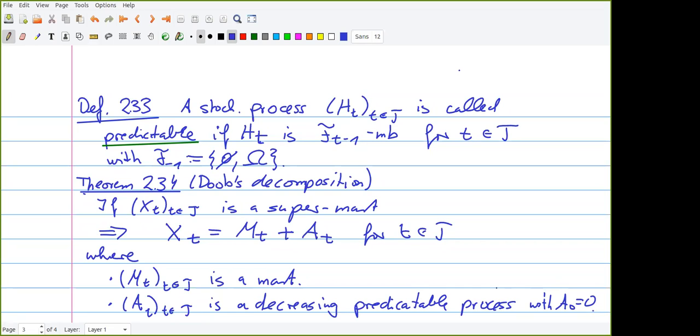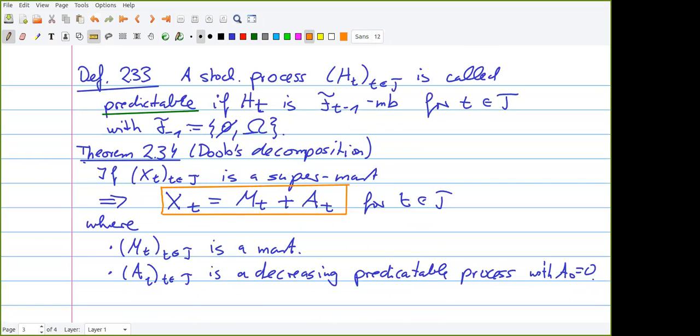So what we see here is if we have a supermartingale, which is a game which is not in favor for us, we can decompose it into a fair game plus a decreasing process, right? So we can basically identify what is the part which is not in favor for us. And this is the process A here. Okay, and this decomposition is not arbitrary, it's actually unique.